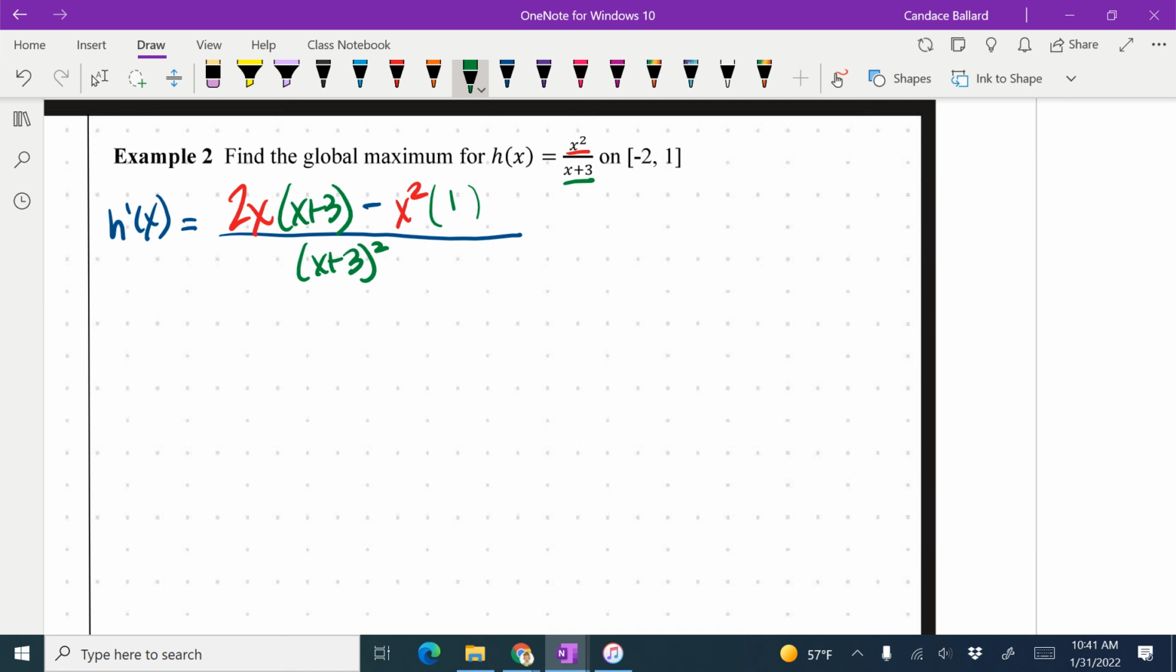All right. Now, normally on a quotient rule, we would just say, just leave it, but we have to be able to solve for, we have to set it equal to 0, so I should probably just simplify more of it because I'm going to need to be able to solve this. So we're going to distribute the 2 in, so 2x squared plus 6x minus x squared all over x plus 3 squared.